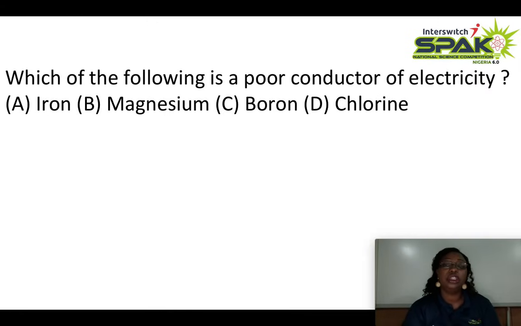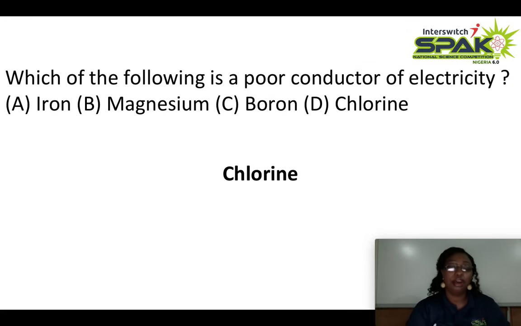Which of the following is a poor conductor of electricity? One major thing you should know is that metals are good conductors of electricity, while non-metals are poor conductors of electricity. So your answer should be chlorine. Chlorine is a non-metal and is a poor conductor of electricity.